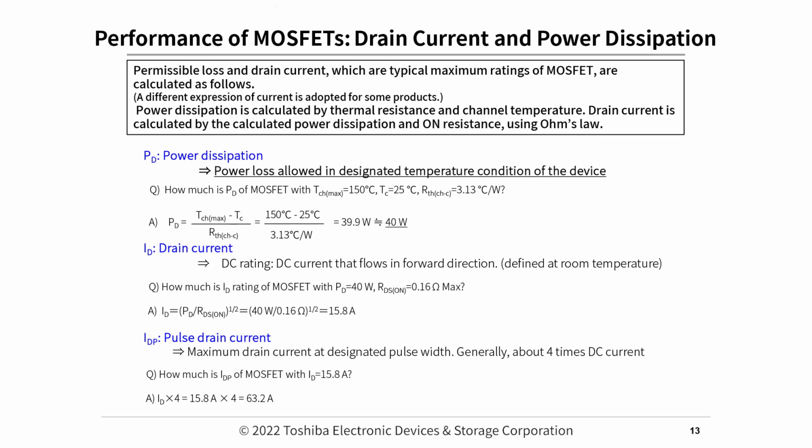Performance of MOSFETs, drain current and power dissipation. Permissible loss and drain current, which are typical maximum ratings of MOSFET, are calculated as follows. Power dissipation is calculated by thermal resistance and channel temperature. Drain current is calculated by the calculated power dissipation and on resistance, using Ohm's law.